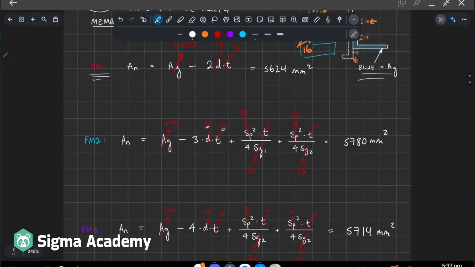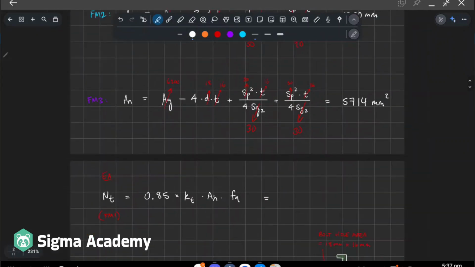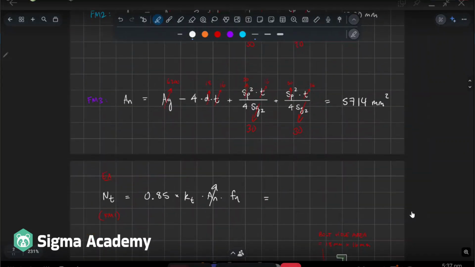Okay, so basically we have to look at these three failure modes and figure out which one governs. So basically the less cross-section there is, the one that's going to break first. So if you look at these numbers and compare them, you'll see that failure mode 1 governs. It's the smallest. Okay, so that's the value we're going to use.